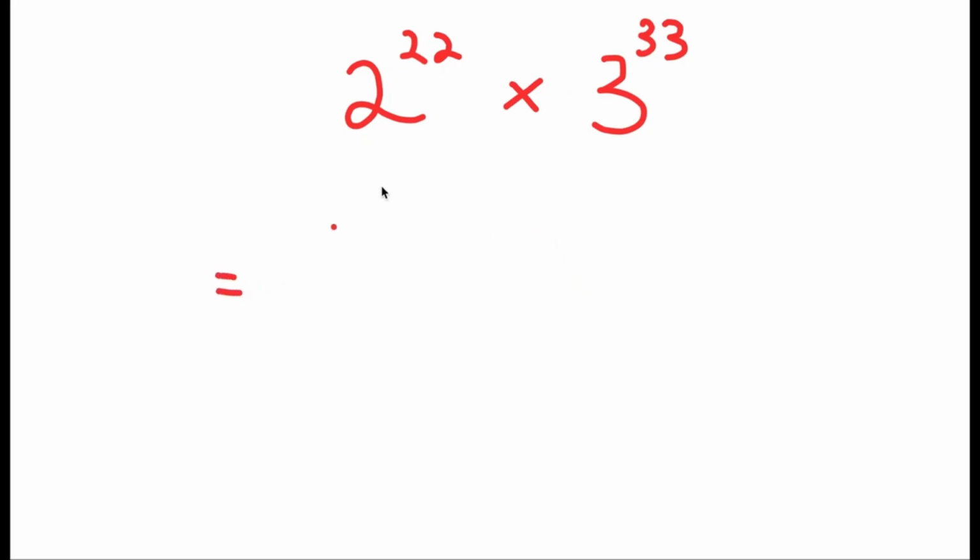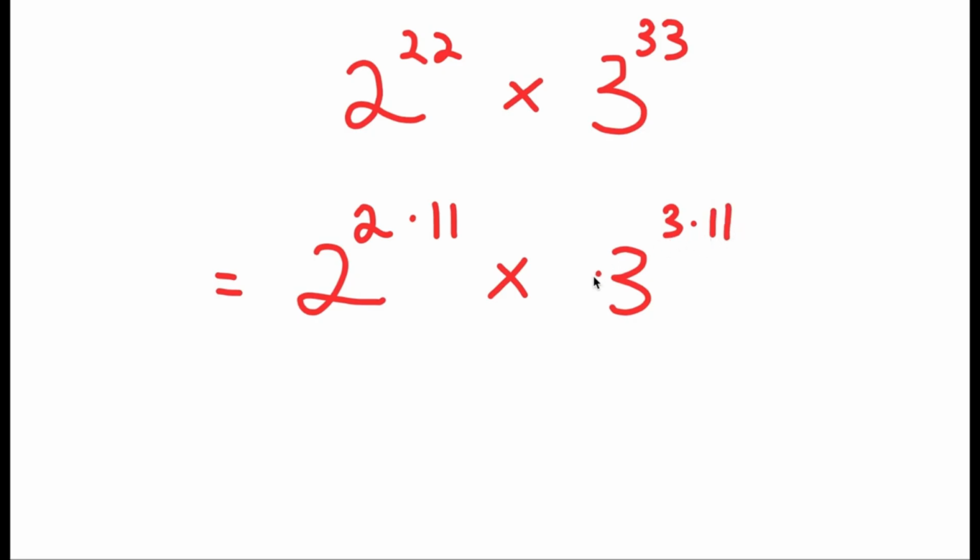Alright, so in this video, I'm going to solve the problem 2 to the power of 22 times 3 to the power of 33. So to solve this, I'm going to first rewrite 2 to the power of 22 as 2 to the power of 2 times 11, and I have this times 3 to the power of 3 times 11.